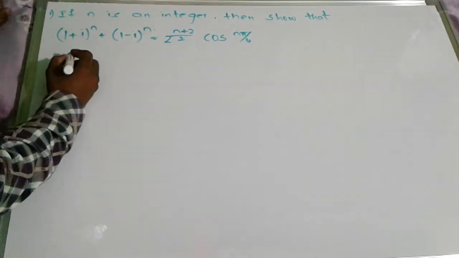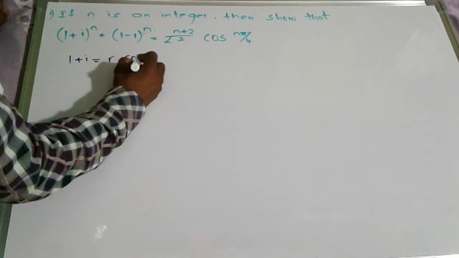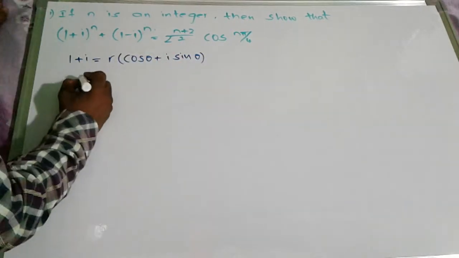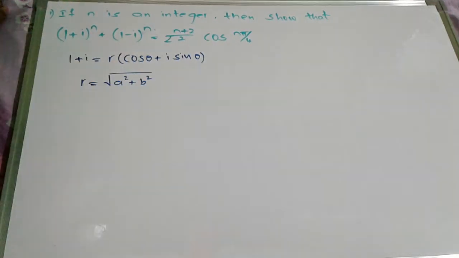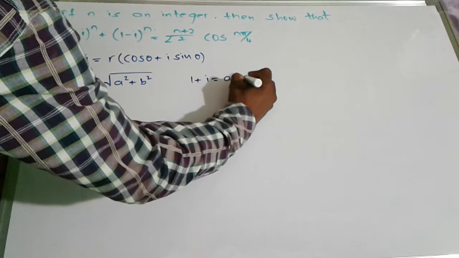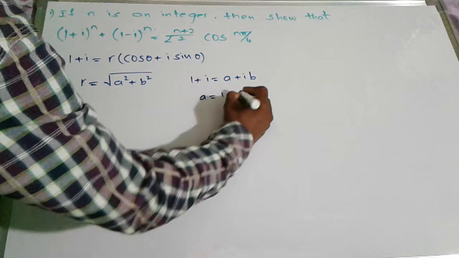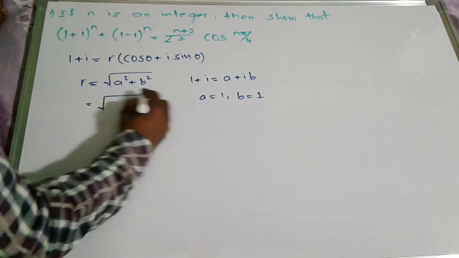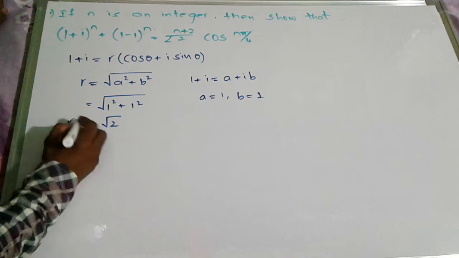To find that, we have to write the polar form of 1 plus i, right? 1 plus i is equal to r cos theta plus i sin theta. So we have r equals the square root of a square plus b square. To know the a and b values, we compare with a plus ib, and a is equal to 1 and b is equal to 1. So under root 1 square plus 1 square, which is equal to root 2.